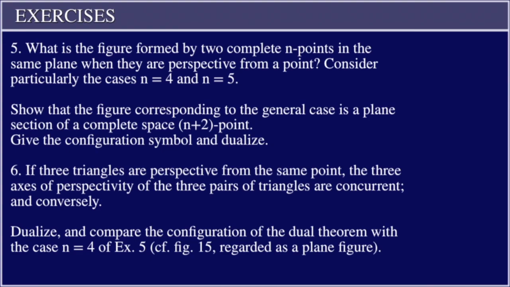6. If three triangles are perspective from the same point, the three axes of perspectivity of the three pairs of triangles are concurrent, and conversely. Dualize and compare the configuration in the dual theorem with the case n equal 4 of Exercise 5, chiefly Figure 15, regarded as a plane figure.